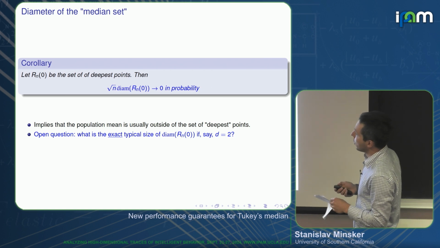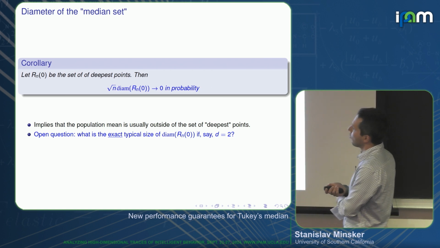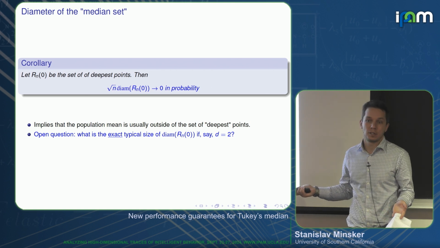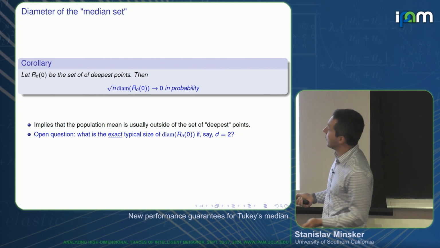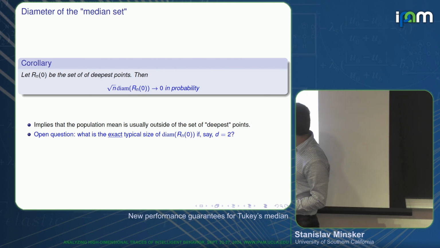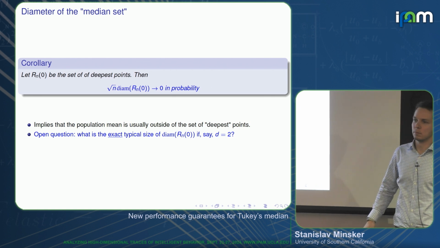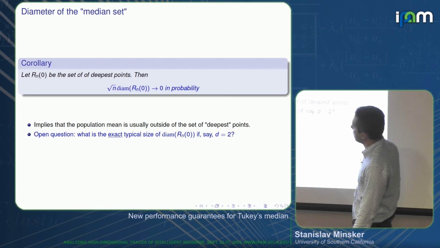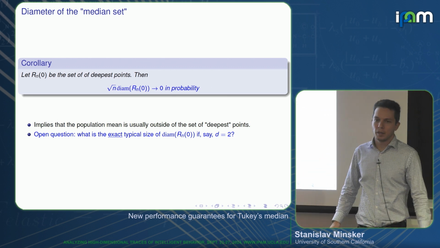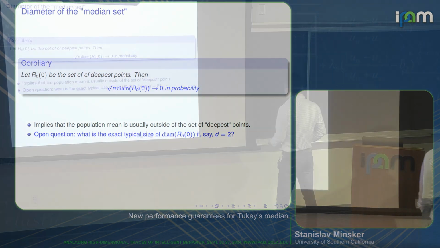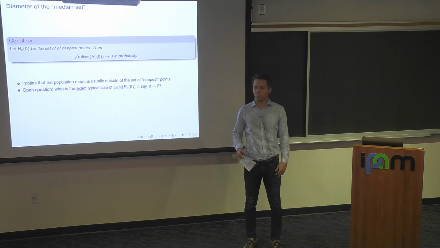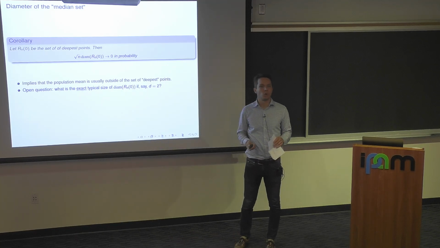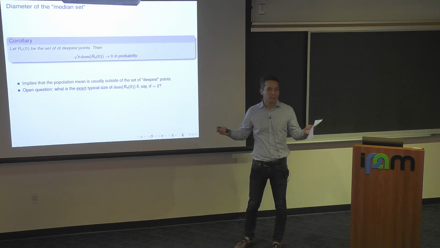OK, and what are the other open questions? This is a question that I thought we would be able to answer when we started this project, but we haven't answered it exactly: in the case d equal to 2, if my data are two-dimensional, what is the exact typical size of the diameter of the set? Maybe it's something like n to the power minus 3/4. Here I can only say that it is smaller than n to the power minus 1/2, but can we say more? We should be able to say what it is exactly.